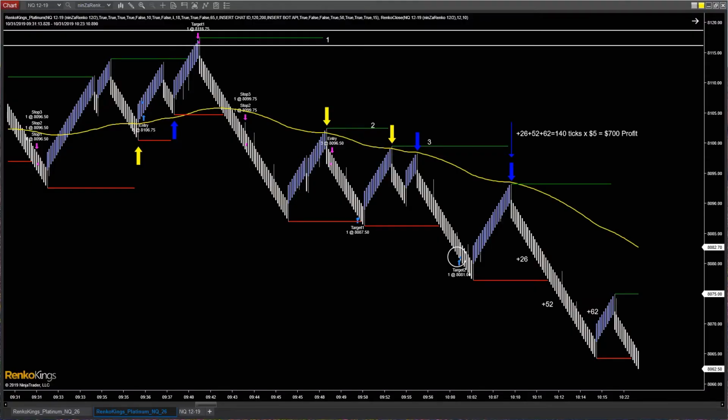Okay, so you're looking at Renko Kings and you're trying to figure out what it is, what it does. Is it something you're interested in? So let me try and break this down for you. Renko Kings is a trending based software package. The whole premise is to give you signals when the market's trending and not give you signals when the market is not trending. That's the fundamentals.